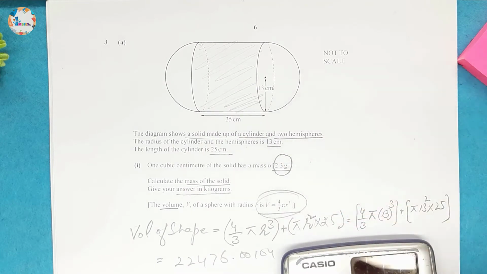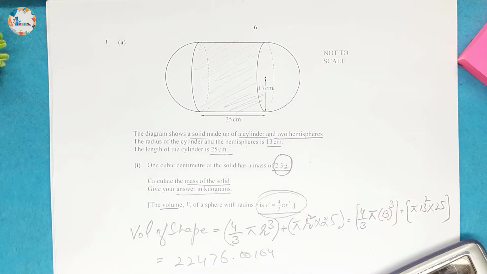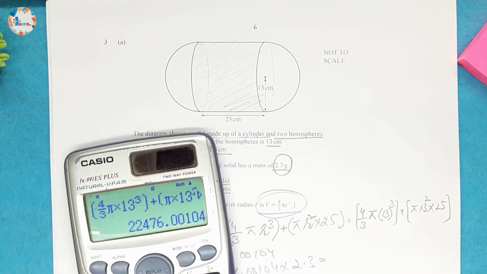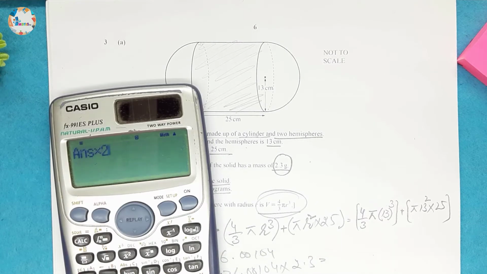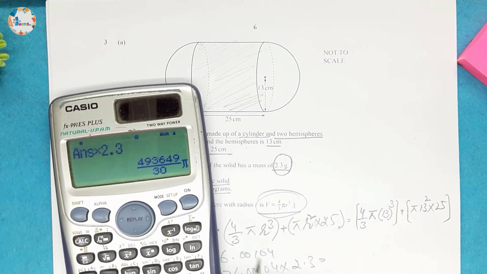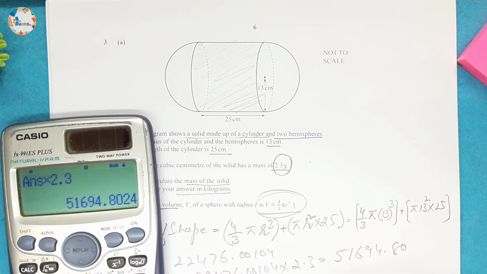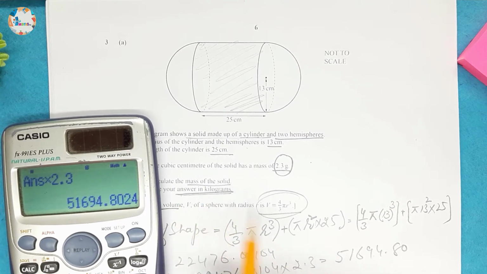So this will basically be the volume, and they are saying that 1 cubic centimeter of solid has mass of this one. So we will multiply this for the mass. We can write here mass will be equal to 22476.00104 multiplied by 2.3, and this will be equal to 51694.80. And we need the answer in kilograms.